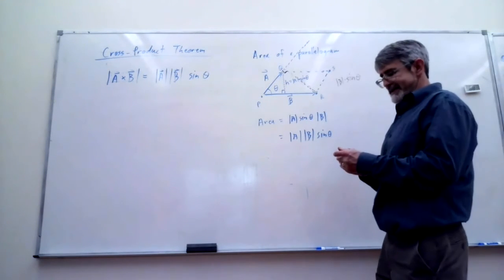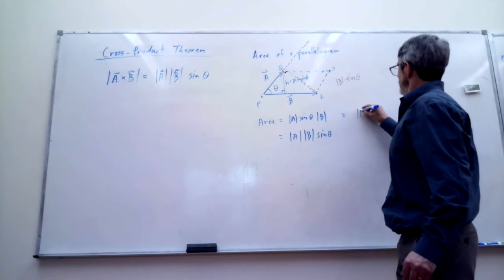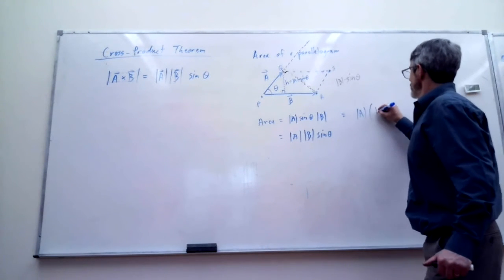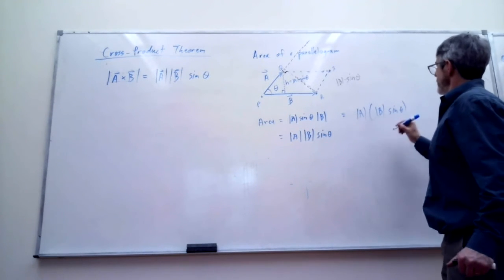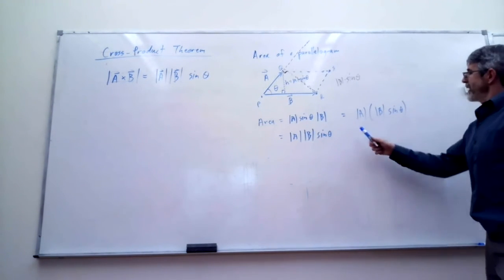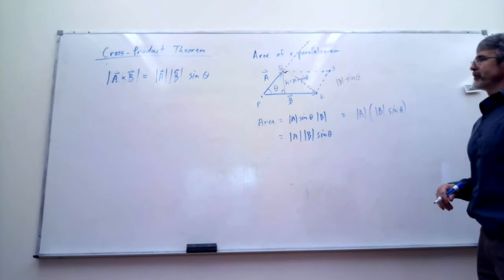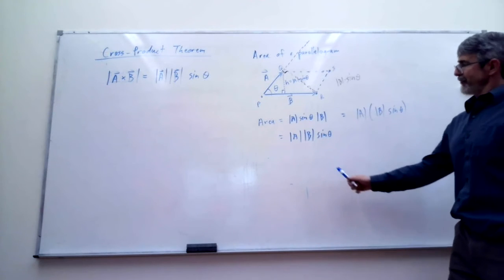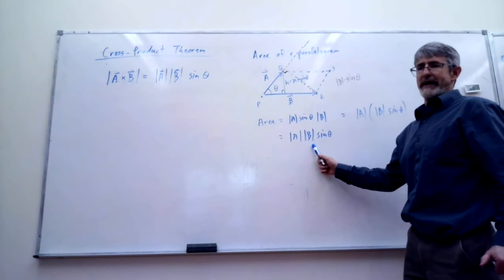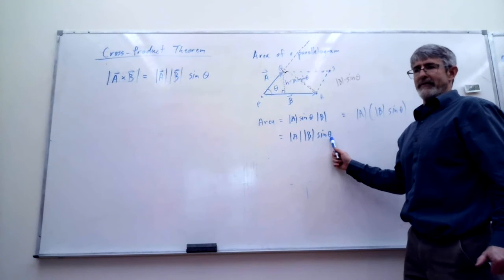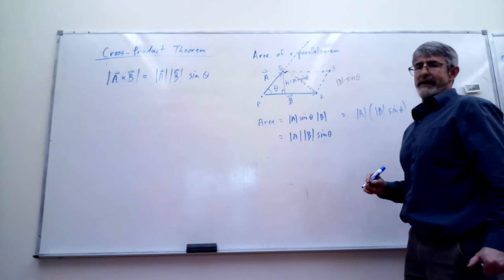So I could take base A times the altitude, which would be B sine theta. And you can see that because multiplication is commutative, we get the same answer. So rather than worrying about which one is the altitude and which one is the base, we can simply take the magnitude of the two vectors representing the sides and take the sine of the angle between them and multiply those three factors together to determine the area.